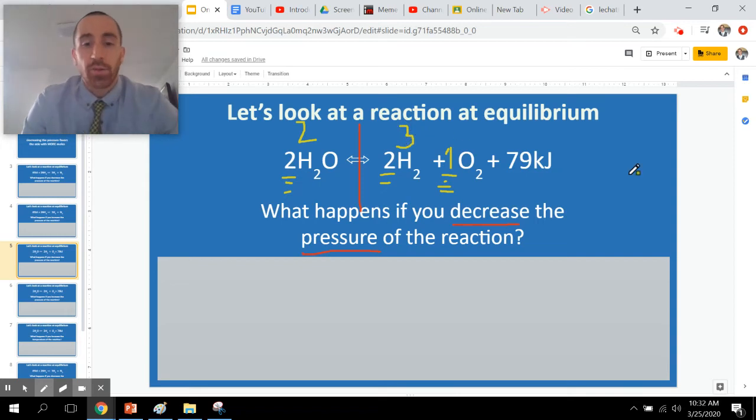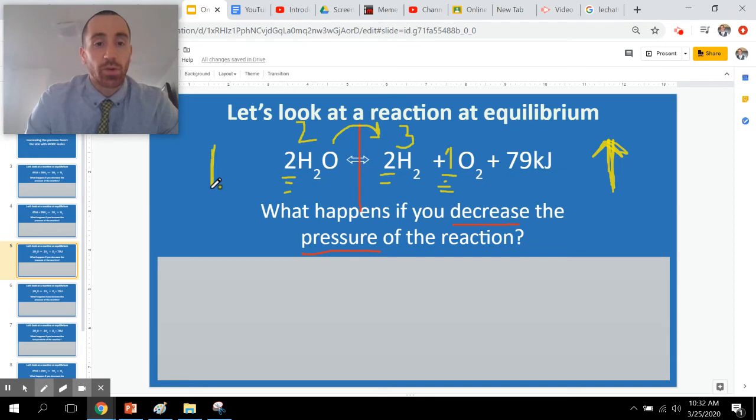So what happens if you decrease the pressure? It's going to favor the side with more moles. So this reaction is going to favor this side. It's going to shift to the right to favor the side with more combined moles. So what happens if you decrease the pressure of the reaction? The concentrations of H2 and O2 will increase. Okay, and the concentration of water, H2O, will decrease. The amount of water you have will decrease because you're using this up to shift to the right to make more of these guys. All right?